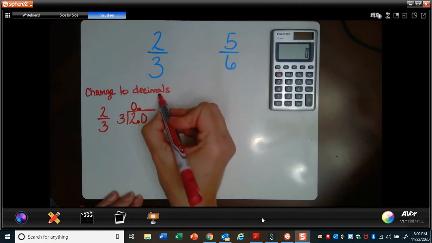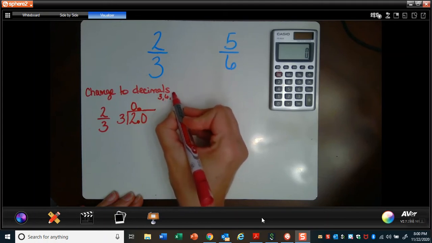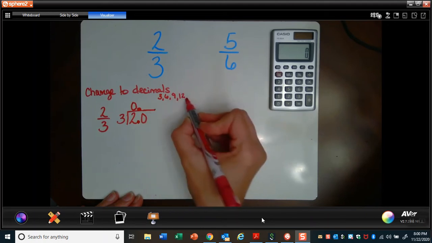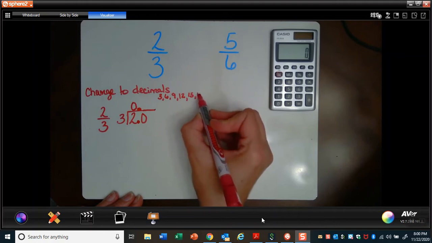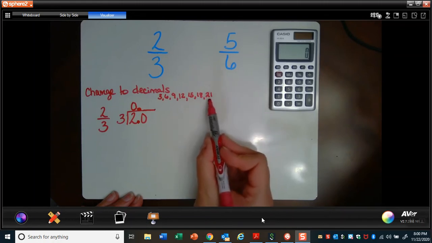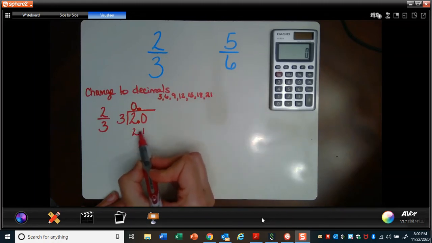Well, I know that 3 times 1 is 3, 3 times 2 is 6, 3 times 3 is 9, 3 times 4 is 12, and I'm getting closer. 3 times 5 is 15, 3 times 6 is 18. Let me see, can I go one more? And 3 times 7 is 21. But that's too big because if I were to put the 21 here, I have to subtract those two amounts.